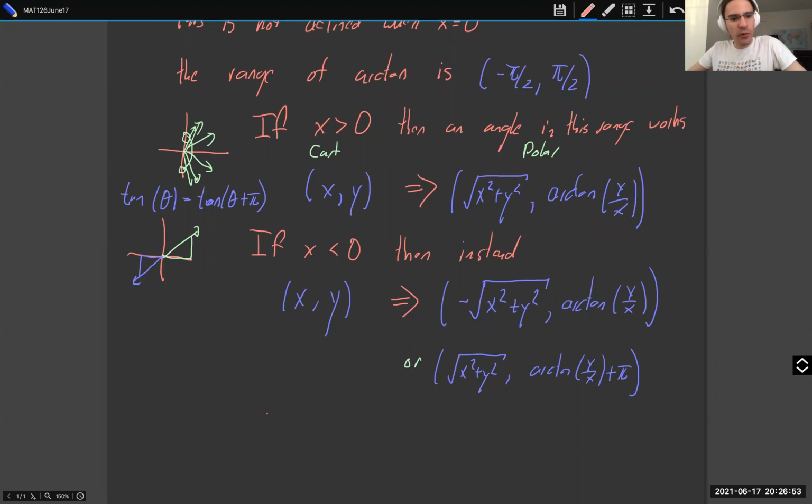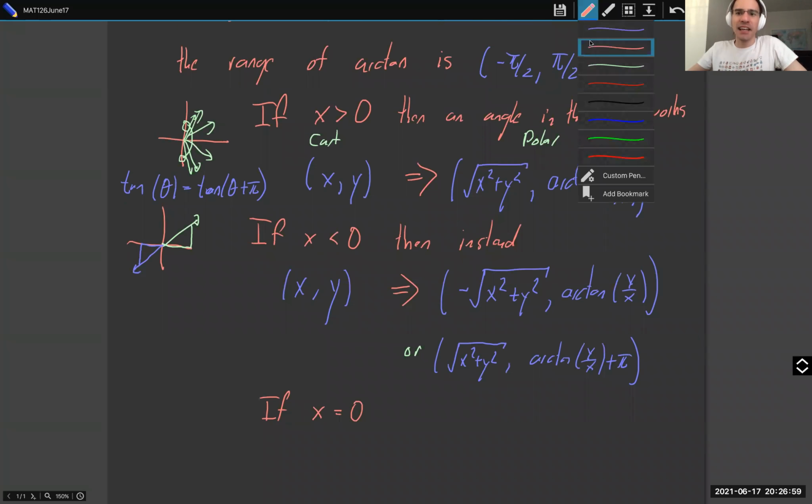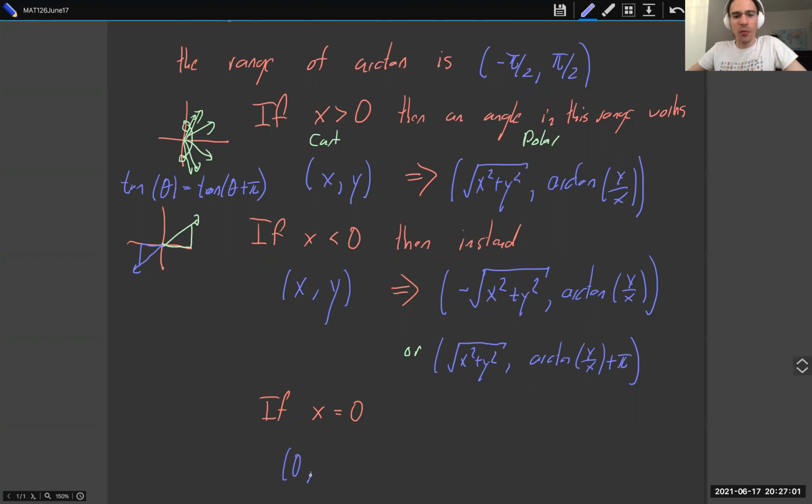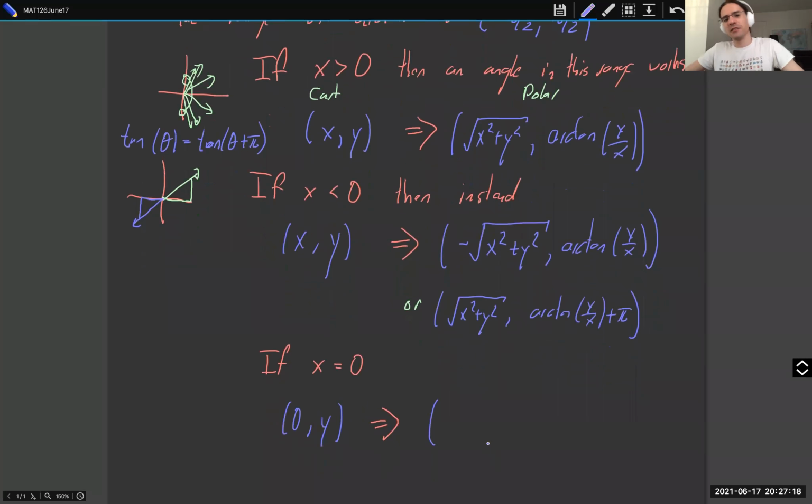And if x is equal to 0, then I guess I can write 0 comma y. What's one way to represent 0 comma y? So what should my radius be? Zero? Well, that represents the origin. I don't want the origin. I want the point 0 comma y. How far away is y from 0?